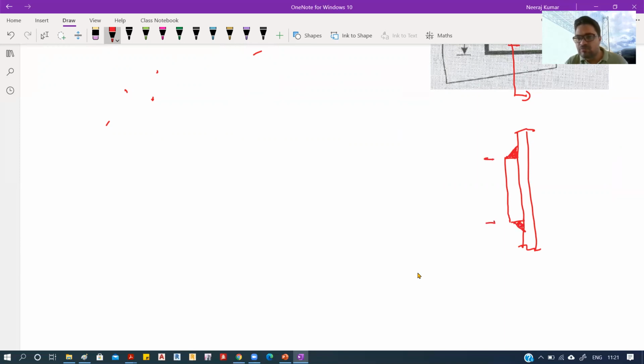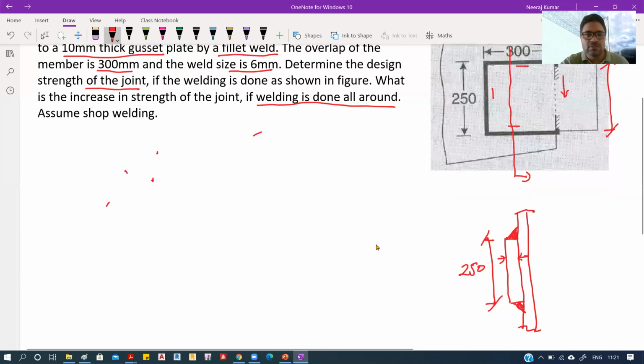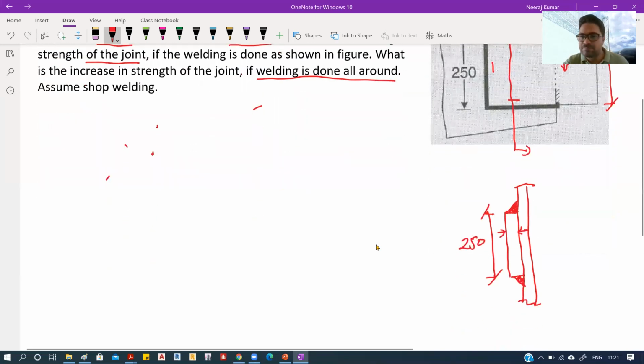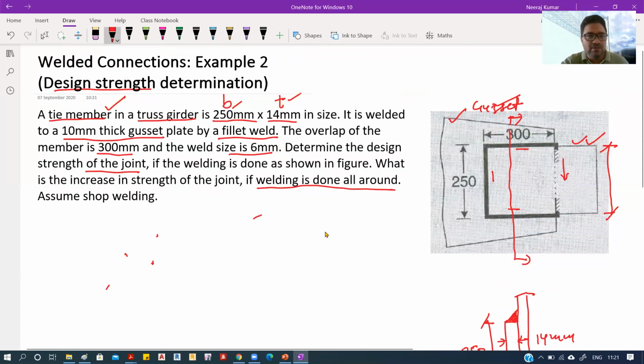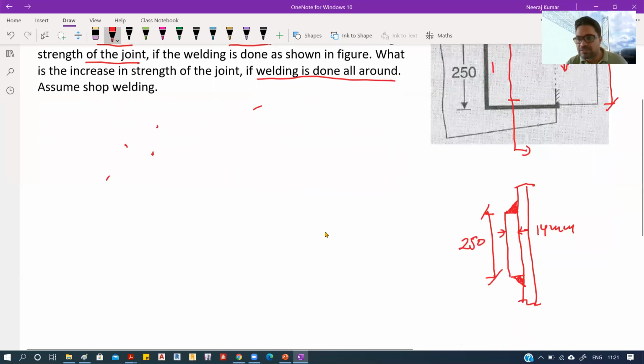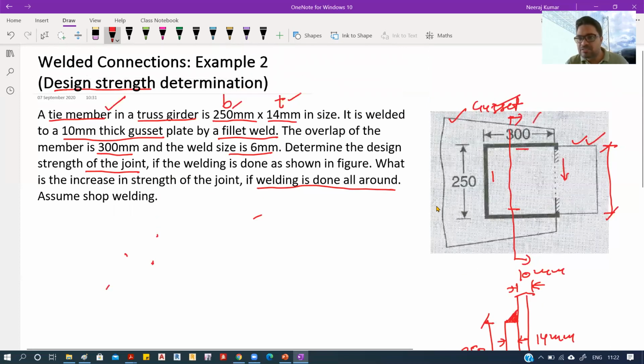And this value will be 250, and this thickness will be how much? This thickness will be 14 mm. Okay. And the thickness of the gusset plate will be 10 mm. So this is the section. If I am cutting in this manner, say this is section XX. If I cut the same section in this direction, say this is the YY section, how will it look?